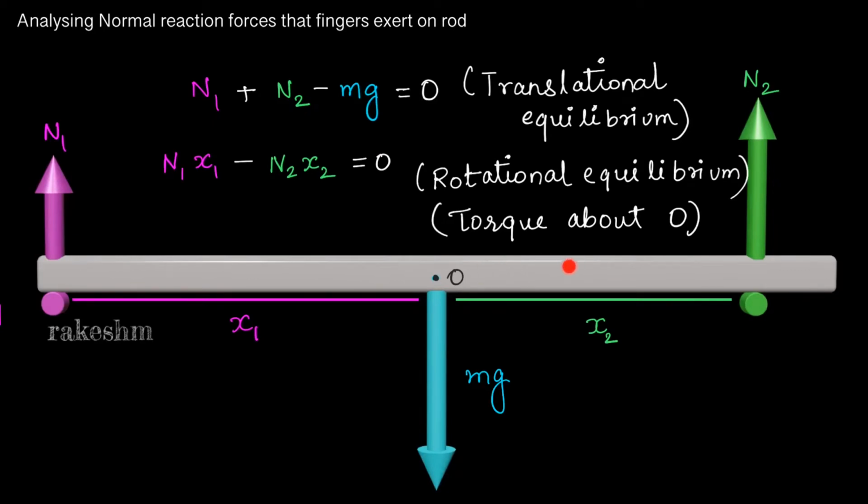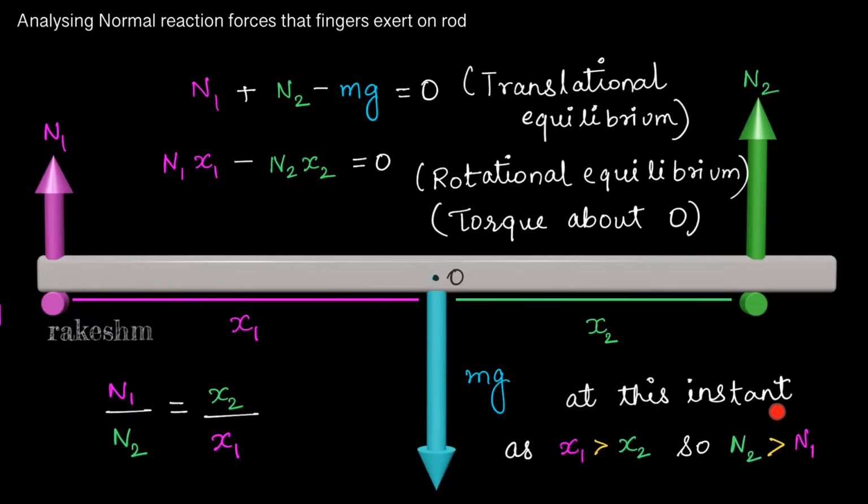Next, this rod is also in rotational equilibrium. So we'll write the torque about O, the center of the rod. This torque about O must be 0 as the rod is not rotating. Due to mg, the torque will be 0. Due to N1, the torque will be N1 into x1. Due to N2, N2 into x2. So N1 x1 minus N2 x2 equals 0. This equation can be written as N1 by N2 equals x2 divided by x1.